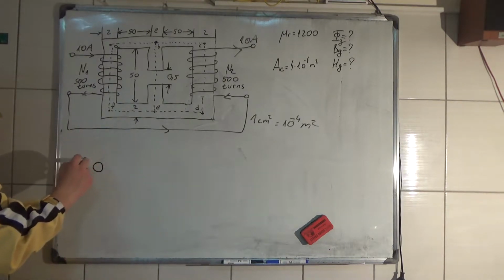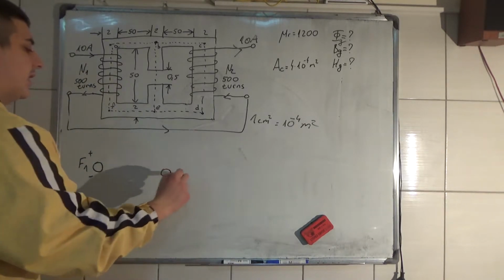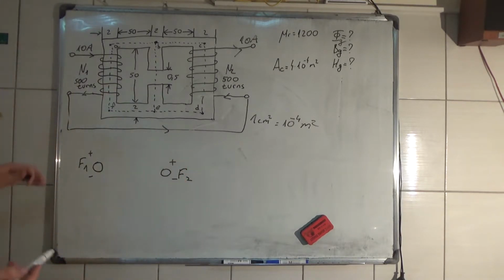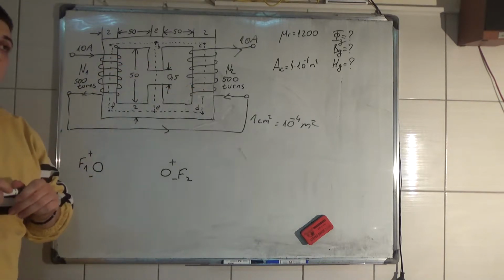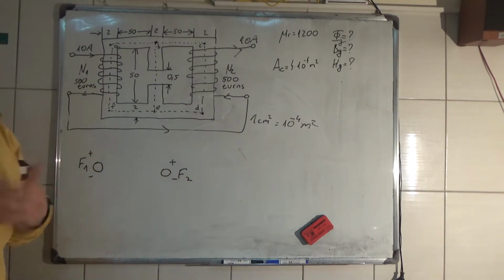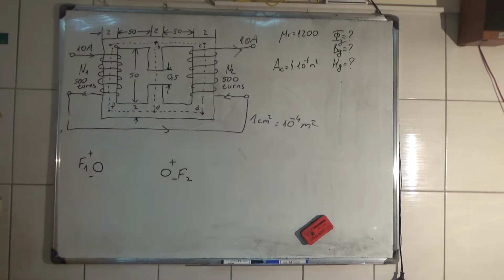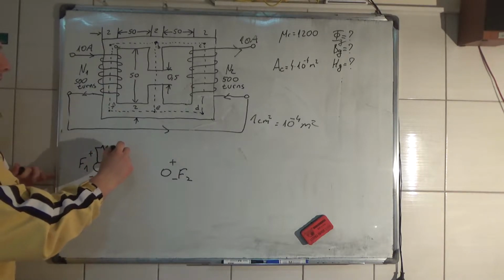So now we have two MMFs, F1 plus, and we have the second MMF plus. So in these two coils we have produced magnetomotive forces F1 and F2, which are easy to calculate, N times I. Now, what do we have next? Well, let me just for a second write down the circuit.